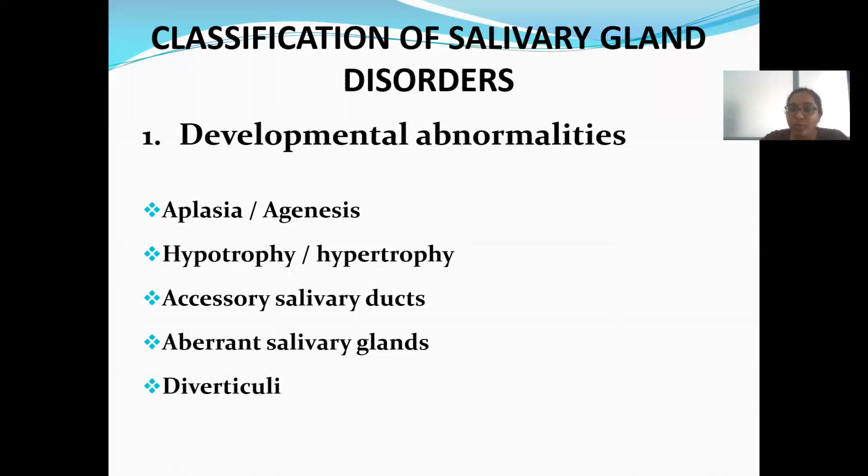Then you have accessory salivary duct. That means normally one salivary gland should have one duct. In this case, there is an additional duct which can open on the same side or a different side other than your main duct. Then you have aberrant salivary glands. That means salivary tissue or salivary gland like tissue is present anywhere along the duct, or it can be present other than associated with the salivary gland, anywhere in the surroundings of your oral cavity. Then you have diverticuli. Diverticuli means either a curve or bend in your salivary duct.